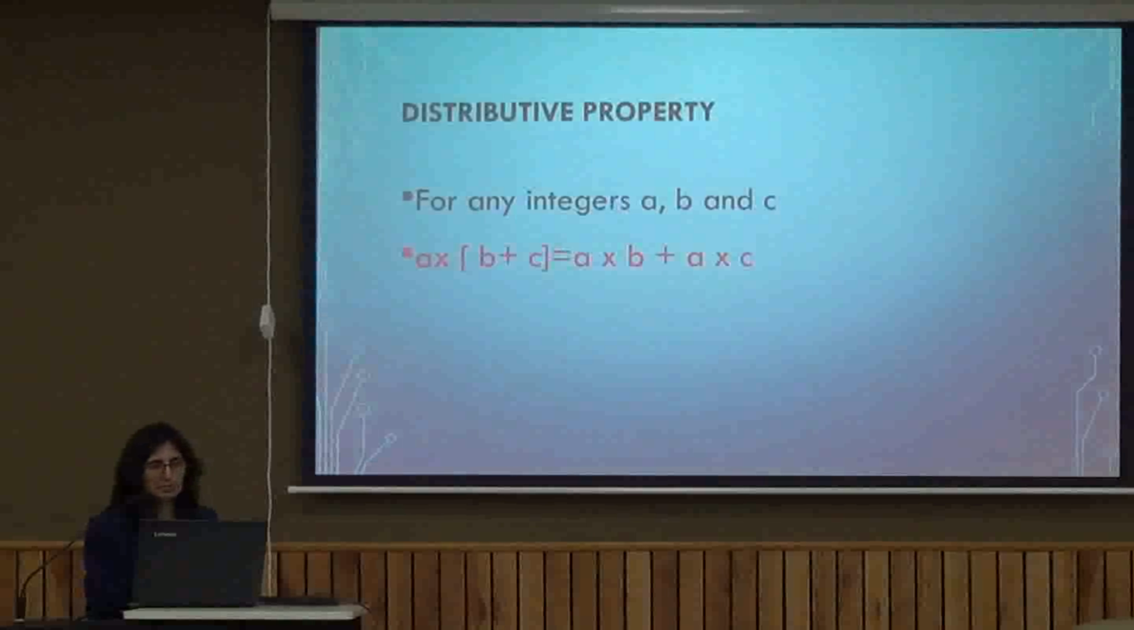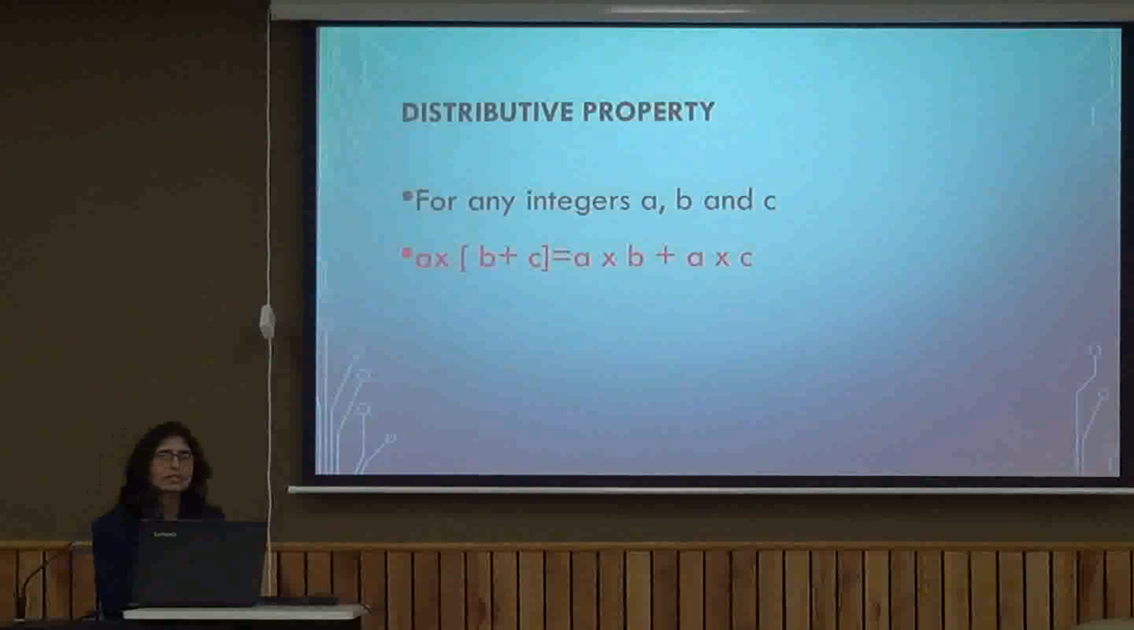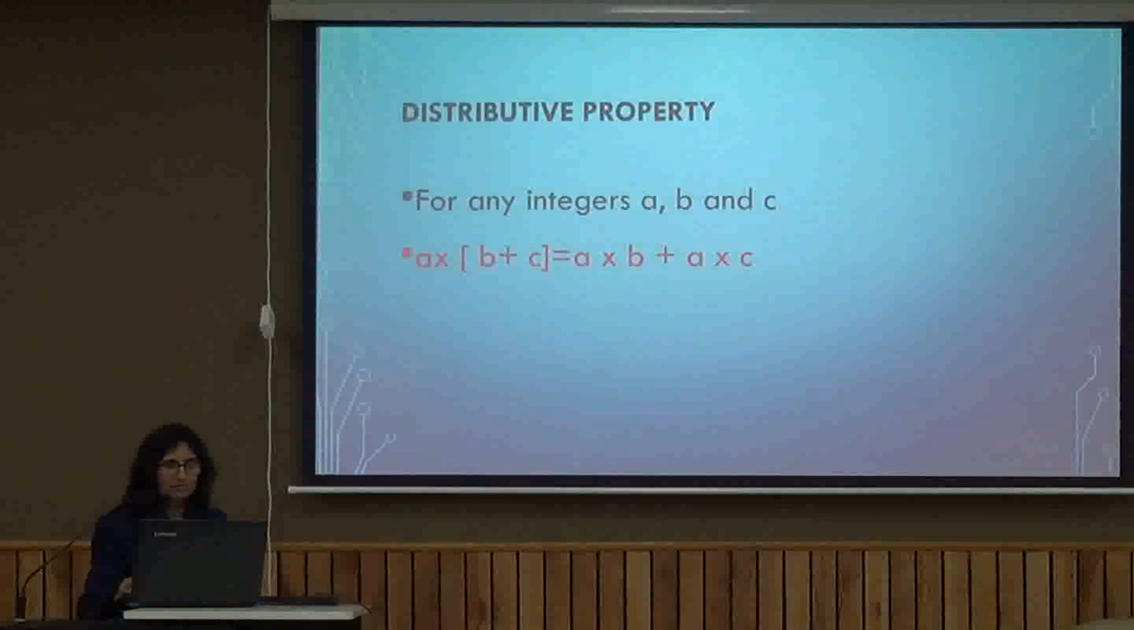Then distributive property. We have the distributive property over multiplication. If there are integers A, B and C, then A multiplied by B plus C will be A multiplied by B plus A multiplied by C. That means we are multiplying A with both the numbers which are inside the bracket. This is multiplication over addition. So distributive property of multiplication over addition. If there is a minus sign between B and C, then it becomes multiplication over subtraction.